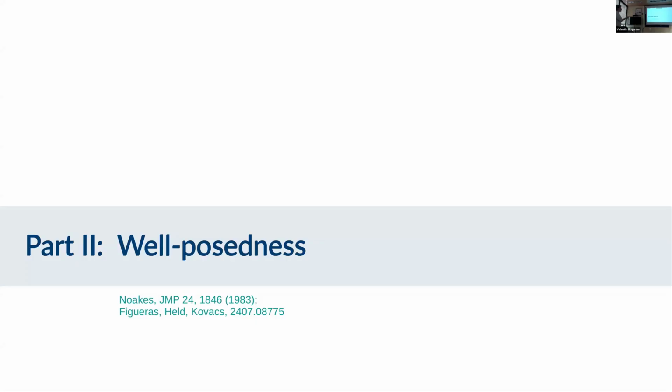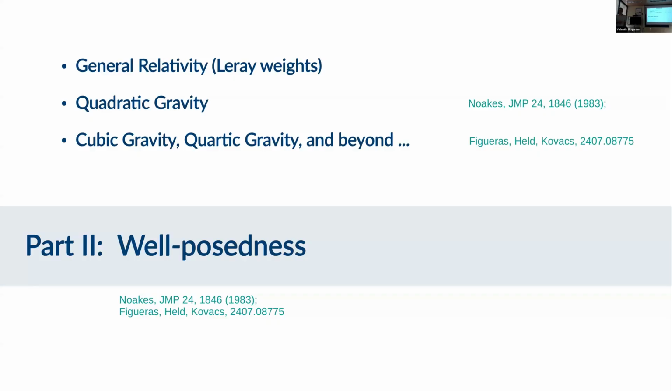So as I said, this is work which was finished this year with Figueras and Aron Kovacs. And it's actually based on previous work from the 80s, and I find it amazing that this paper doesn't receive more attention. It's a paper by David Noakes, who was a student of Bob Wald, and in this quadratic truncation he has shown that it's well-posed just as GR is, even already. And then it sort of got completely lost. That paper is actually what motivated me to work on numerical relativity in the first place.